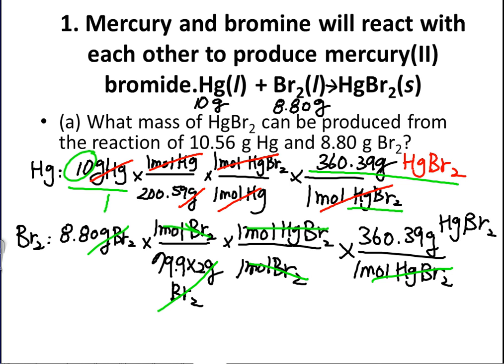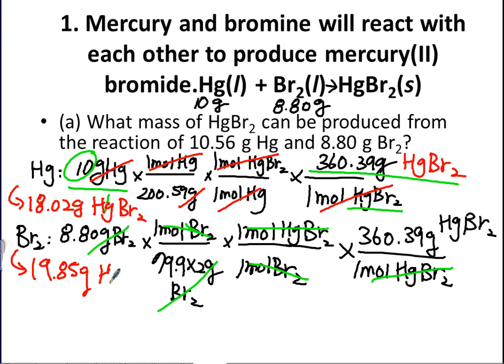Which one? For mercury, I get product of what? 18.02, and the other one I get? 19 what? Say it again. 19.85 grams. Now this is HgBr2. You always choose the one that's less, right? So that means this is the actual product that is going to form, which makes Hg your limiting reactant. Limiting reagent, limiting reactant. Correct. Okay, if that's the limiting reactant, which one is the excess reactant? Br2, right?